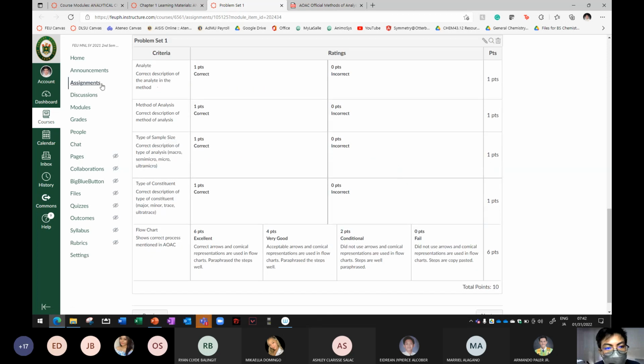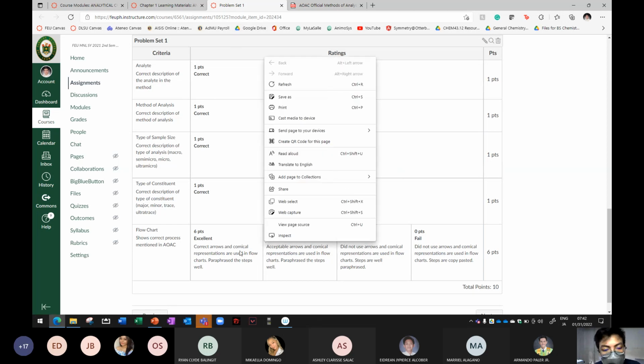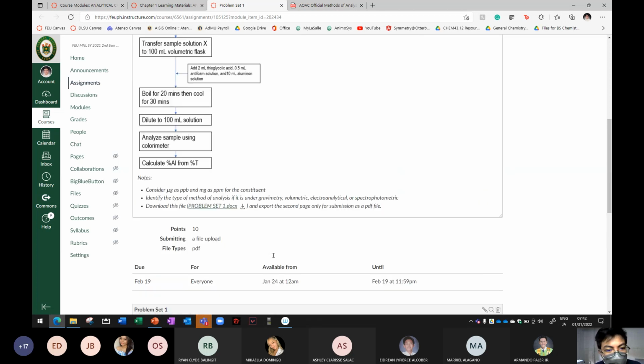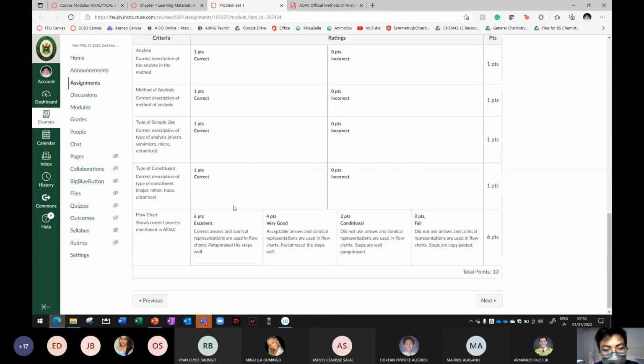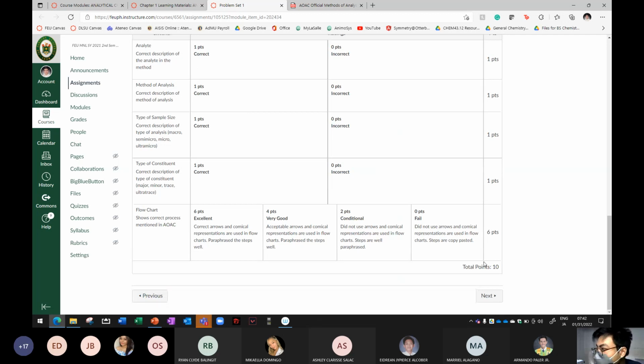Okay. And this is how you will be graded. Basically, kung masagutan nyo ng tama, okay, you will get 4 points automatically. And for the flowchart, just make sure it is clean and summarized. If you do that, you will get full points. Okay?